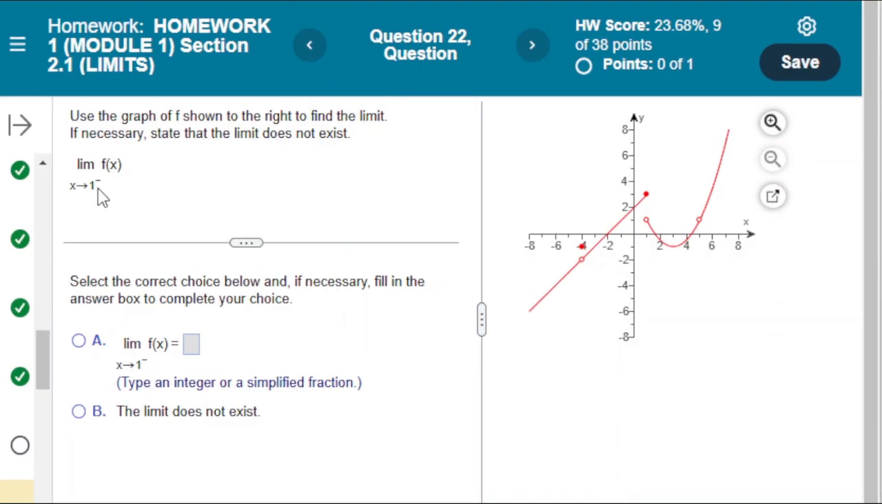Okay, now this one is asking us about a left-hand limit. Use the graph of f shown to the right to find the limit. If necessary, state that the limit does not exist. So this says, what's the limit as x approaches 1 from the left? Again, this is not -1. This is actually +1, what we're approaching from the left.